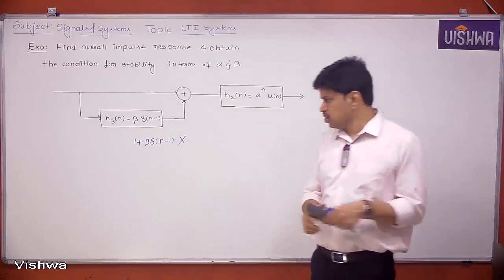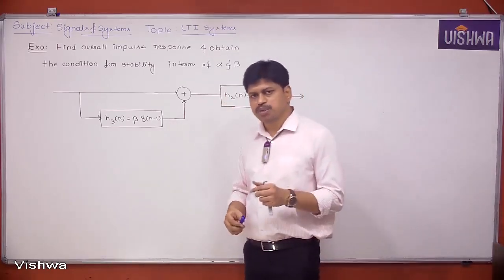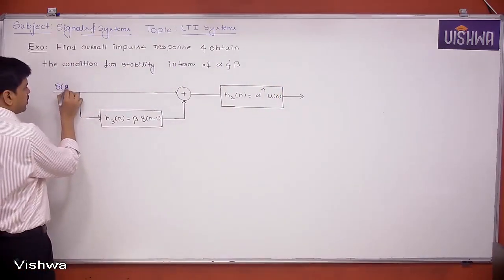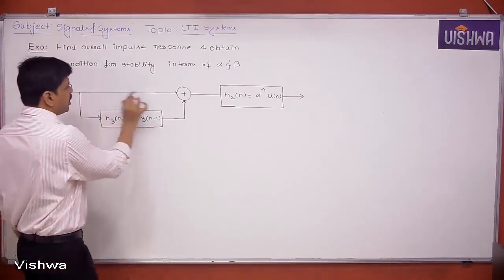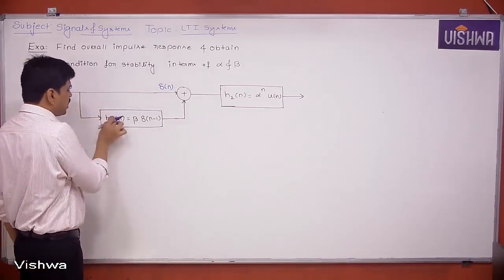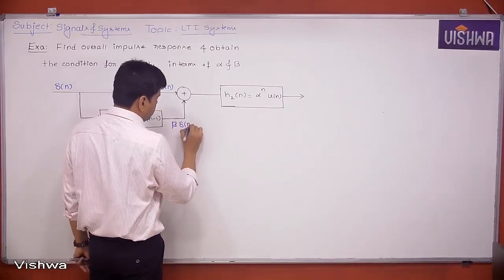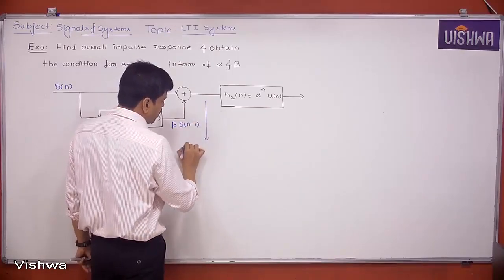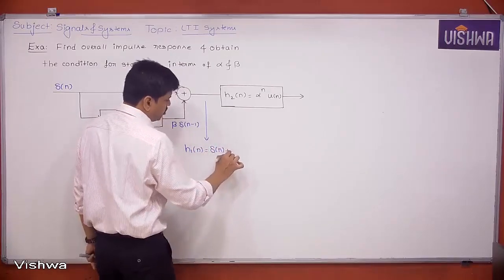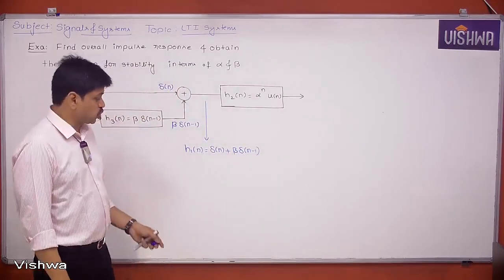So try to understand. First, I told you that to find the impulse response, the input must be the impulse function. So if the input is the impulse function delta n, the same delta n comes here. Next, if the input is delta n, we are going to get the impulse response here, which is beta delta n minus 1. So what is the overall impulse response? Let's call it h1 of n, which is delta n plus beta delta n minus 1. So this is the overall impulse response. Many people make a mistake here.